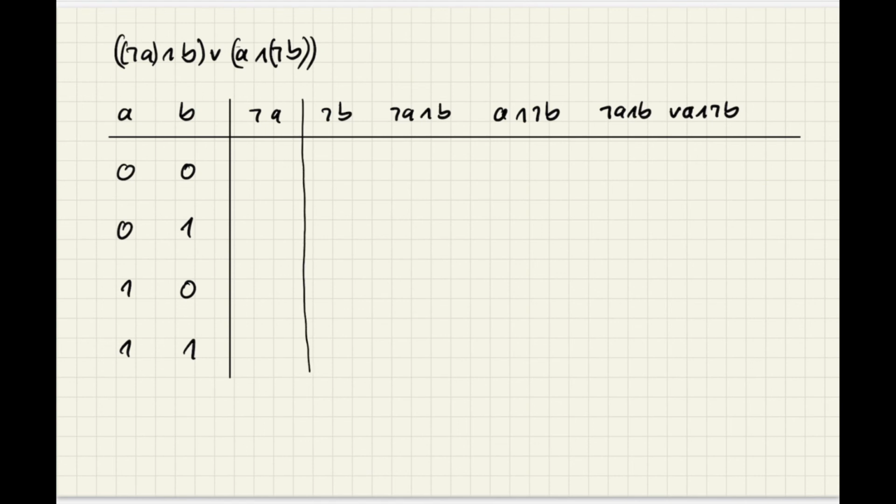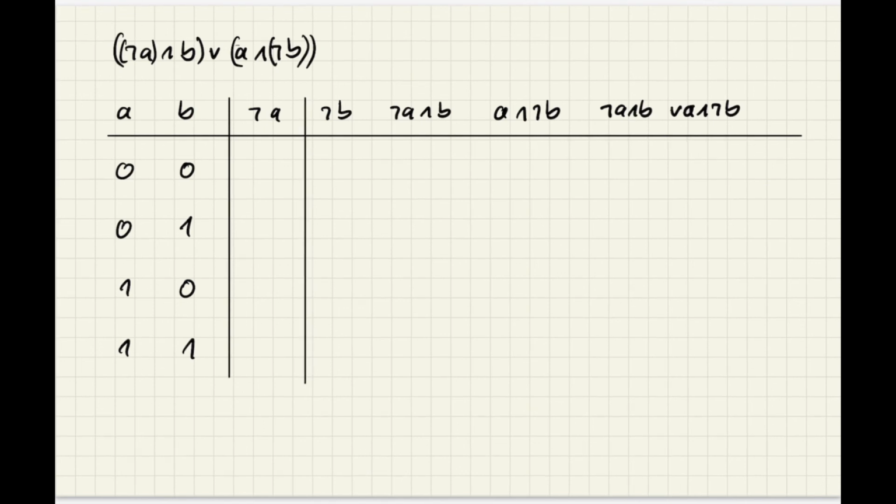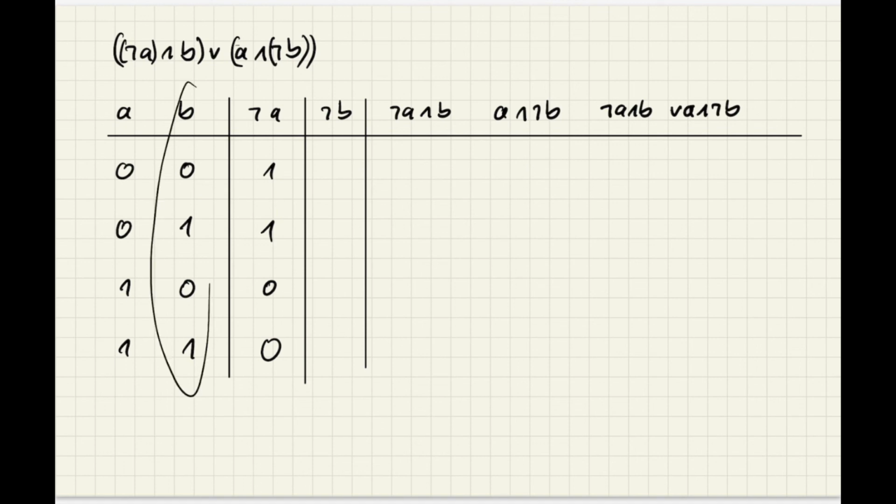Okay, let's begin with not A. So I just look at the values in this column, and then I just invert them. I negate the values. 0 becomes 1 and 1 becomes 0. So I have here 1, 1, 0, 0. Then I can compute the values in this column. That means I look at the values here, again negate them, and then I have here 1, 0, 1, 0.